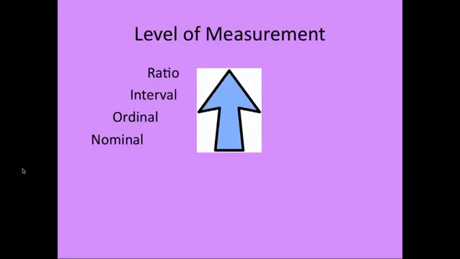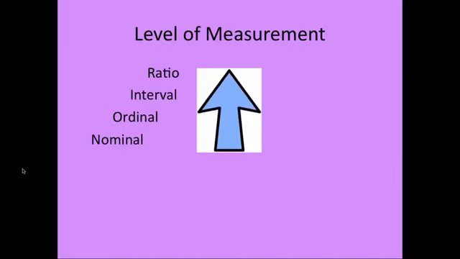This lecture is on the 4 different levels of measurement. These levels are ratio, interval, ordinal, and nominal. Now these levels of measurement are ranked in a hierarchy, and the higher you go, the greater freedom you have to employ different kinds of statistical tests.